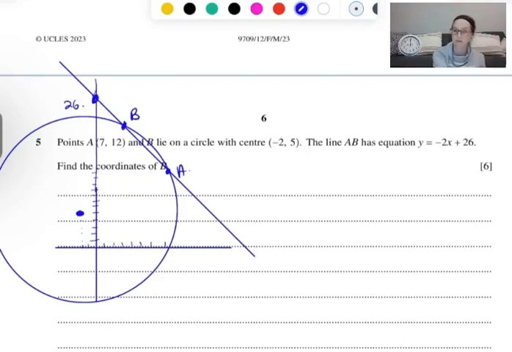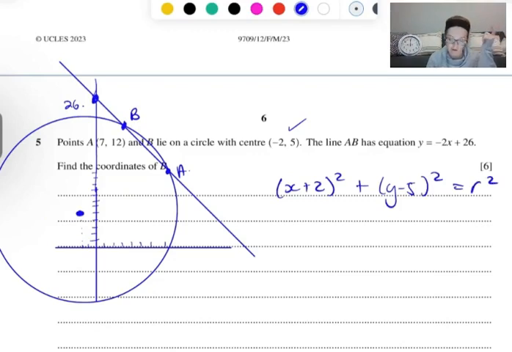So if I can get the equation of the circle and I can do a simultaneous equation with the line, I should get the answers for A and B. First thing we need to do is find the equation of the circle. For an equation of a circle, we need the center point and we need our r value. So we have the center, that's cool. So I can say (x plus 2) squared, and then (y minus 5) squared is r squared.